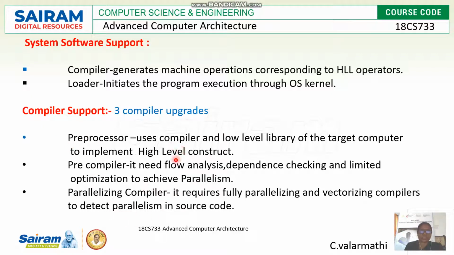A preprocessor uses a sequential compiler and a low-level library of the target computer. A precompiler needs flow analysis and dependence checking, and it has limited optimization to achieve parallelism. A parallelizing compiler is entirely different from the previous two concepts. It requires fully parallelized and vectorized compilers to detect parallelism in source code.